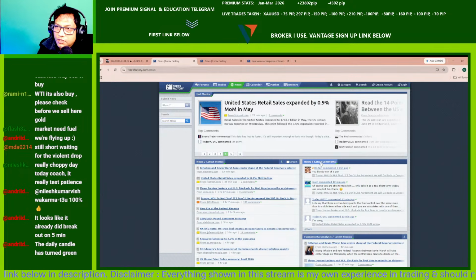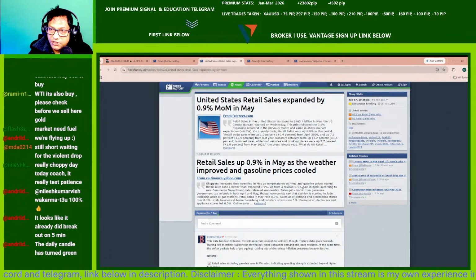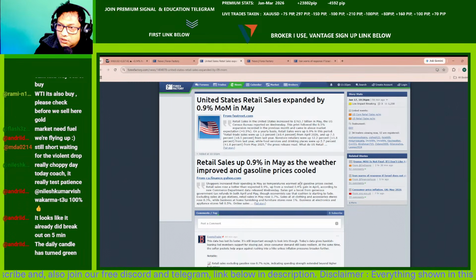So there is a recent news: United States retail sales expanded by 0.9%. So this is a recent update. United States retail sales expanded by 0.9% in May. Retail sales in the United States increased to 763.7 billion in May, the U.S. Consumer Bureau reported on Wednesday. This print beat the 0.5% expansion recorded in the previous month and came in strong.